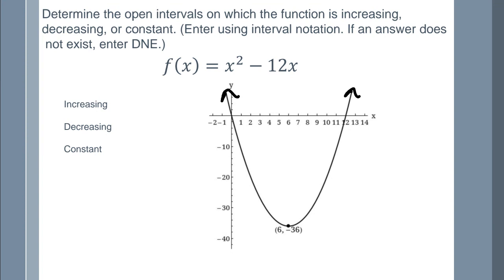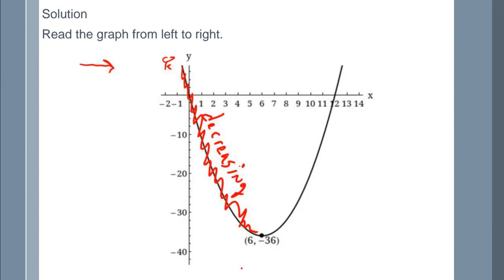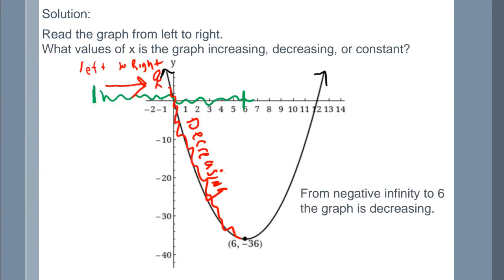But again, if I'm reading this graph from left to right, I see that from the left, I'm going down, right? It's like I scribbled all this in red. It's going down, but where does it stop going down? At this point here, right? At 6, -36, okay? So from negative infinity to, again, when we're writing the domain, the x value is the 6, right? Which is in green here. So from negative infinity to 6, the graph is going down, down, down. So on this part, it's decreasing, okay?